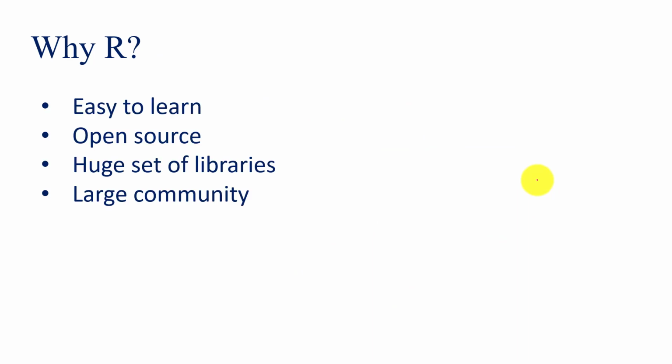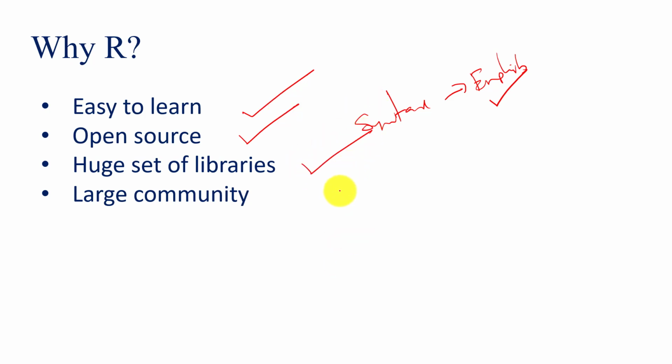So why R? R is easy to learn. Okay, so it is very easy to learn. All the syntax will be like English language. So if you read the R statements, it will be like reading English statements. Very easy, guys. And it is open source. Open source means anyone can use it, anyone can develop it. Anyone can change the source code also. You got it. So R is open source and it has a large set of libraries.